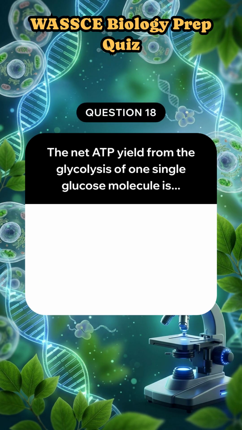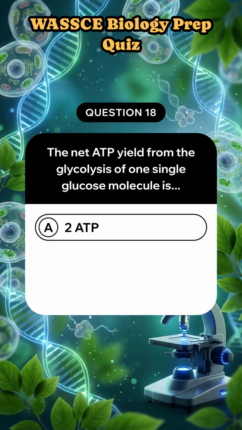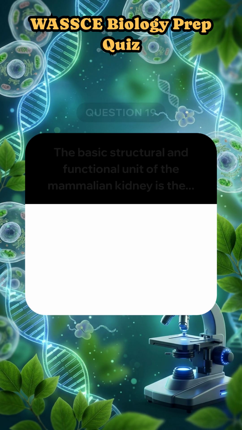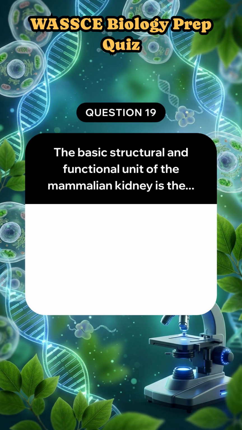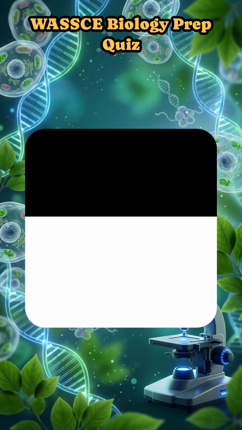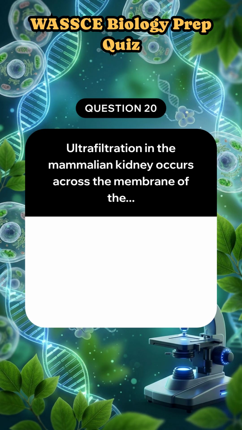The net ATP yield from the glycolysis of one single glucose molecule is? The basic structural and functional unit of the mammalian kidney is the? Ultrafiltration in the mammalian kidney occurs across the membrane of the?